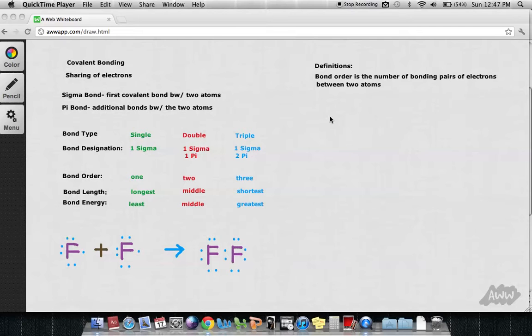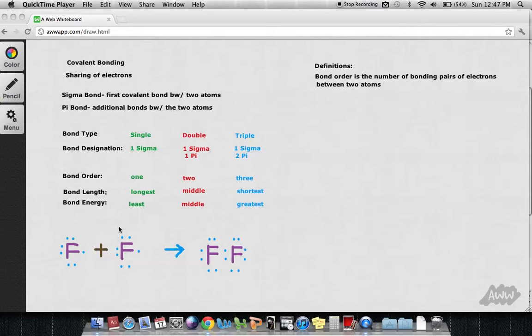Okay, to review, covalent bonding basically just means that there is a sharing of electrons between the atoms, and most of the time this sharing of electrons, or covalent bonding, occurs between two nonmetals.